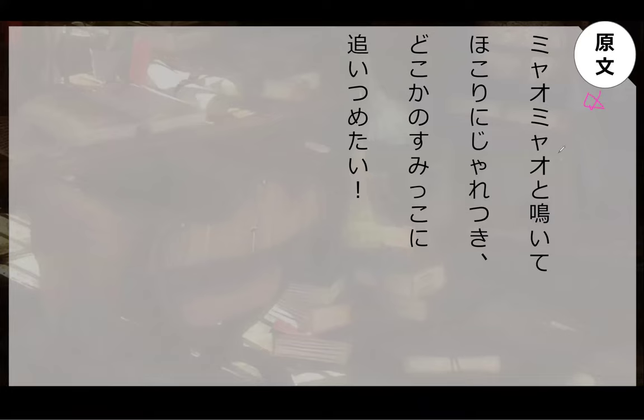Meow, meow. Here's the sound verb, naku, naite. Meow, meow, naite, hokori ni jaretsuki. So he plays with the dust. Hokori ni jaretsuki.